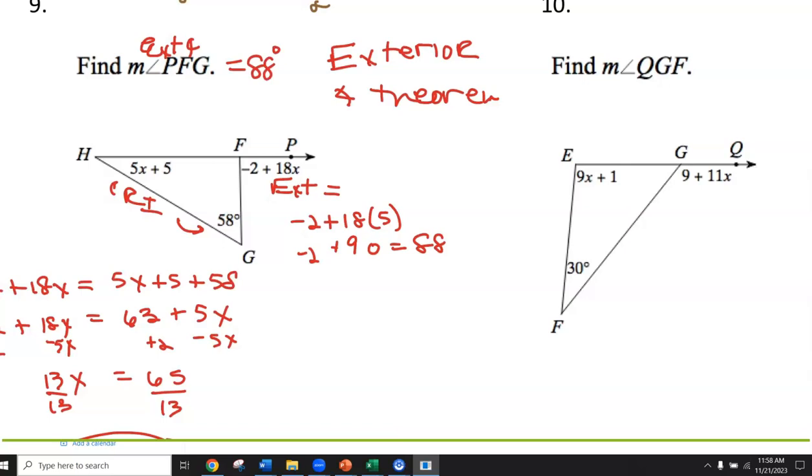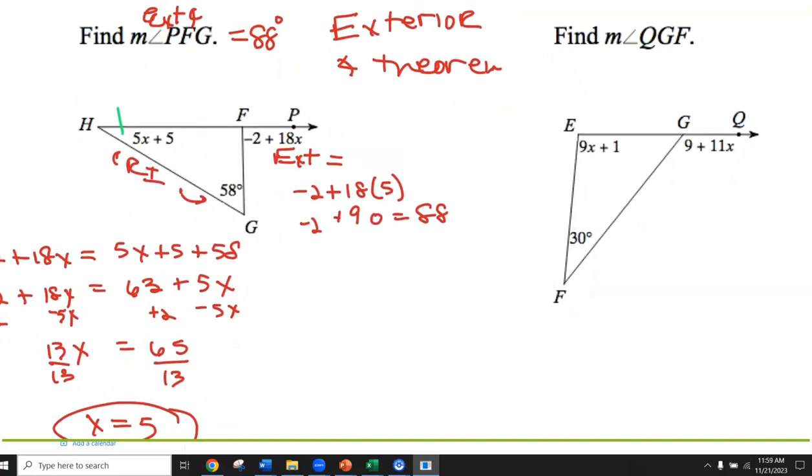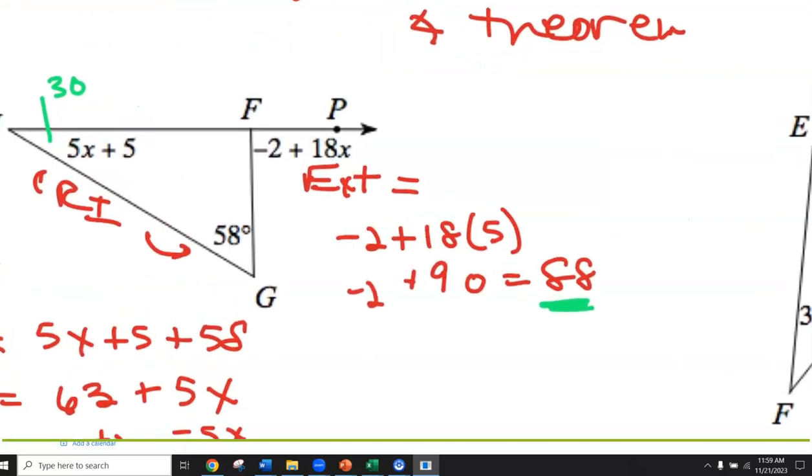Now you could go ahead and figure out what this missing angle H is, so I'll change my color. Angle H is going to be 5 times x, and what did we find out that x was? 5, so that's 25 plus 5 more is 30. So what do I know? Well, if the exterior angle is 88, then I can say 180 minus 88 and get its supplement, which is over here, which is 92.